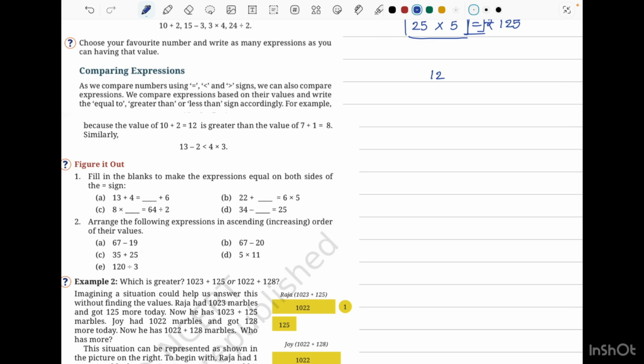We know how to compare 12 and 15. We know 12 is less than 15, so we are comparing two numbers. Like this we can compare two expressions, like 13 minus 2 and another expression 4 times 3. We know 13 minus 2 is 11 and 4 times 3 is 12. So 13 minus 2 is less than the expression 4 times 3.